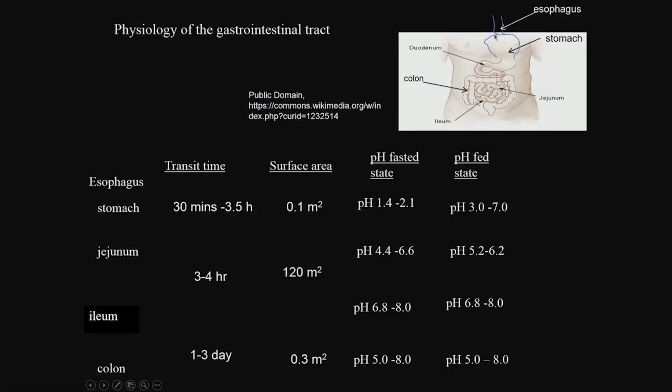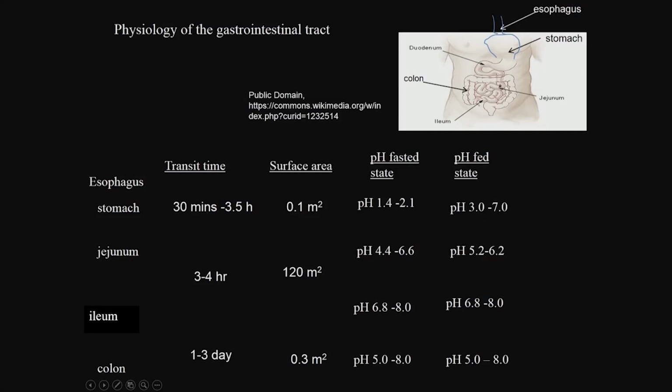Now, the surface area of each of these regions is very different, the pH of each of these regions is very different, and the pH changes depending upon whether food is available inside or not. Okay. So, for example, if you look at the esophagus and stomach, transit time in esophagus could be very fast, 30 minutes, then goes to 3.5 hours. The surface area is 0.1 meter square, pH is very low, 1.4 to 2, and when it is fully fed it could go up to 3 to 7.